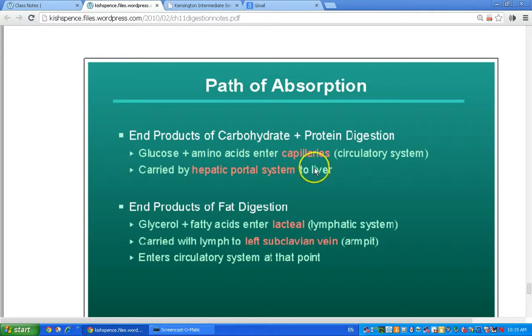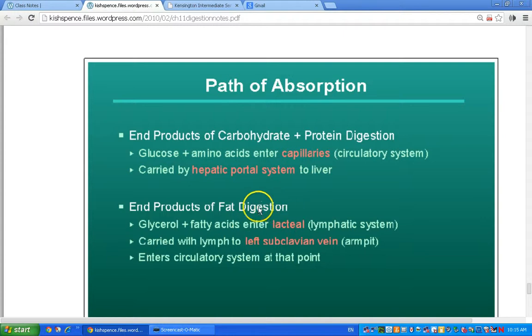The end products of carbohydrate and protein digestion are really small. The end products of carbohydrates, when we break them down completely, are things like glucose, so monosaccharides. And then amino acids, which are what we get when we break down proteins, are really small. So they can go in through the capillaries and then be carried away by a vein. They're carried to the hepatic portal system to the liver, and then the blood will be cleaned, kind of, and then sent so that we get enough nutrients to all the tissues.